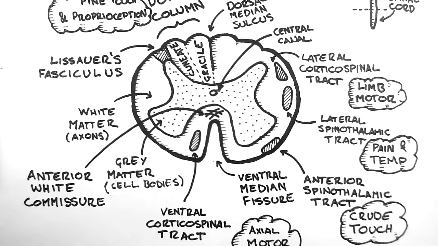So that's an overview of the spinal cord anatomy. In the next tutorial, we will discuss the dorsal column medial lemniscus pathway in more detail.